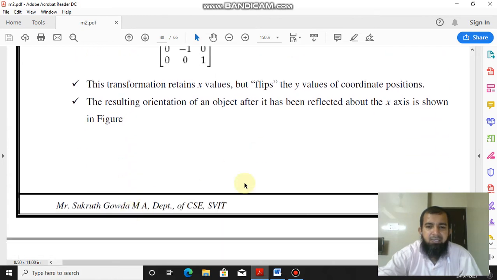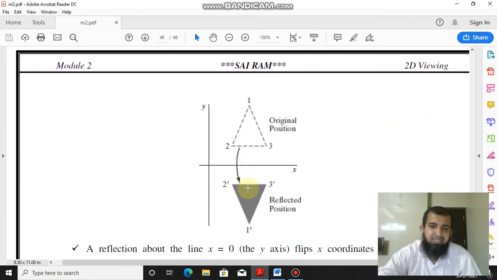This is about reflection on the x-axis. On this x-axis, this is the original image and this is the reflected image. Here it is 1, so here it is 1 dash, 2 dash, 3 dash. This is the reflected position.